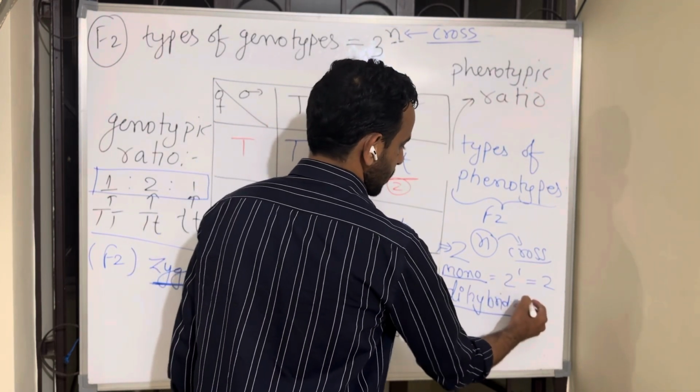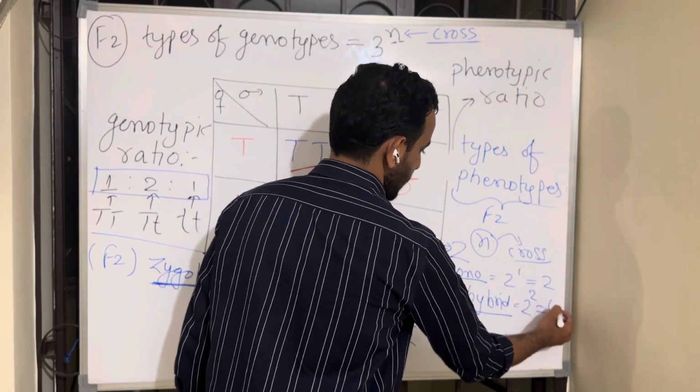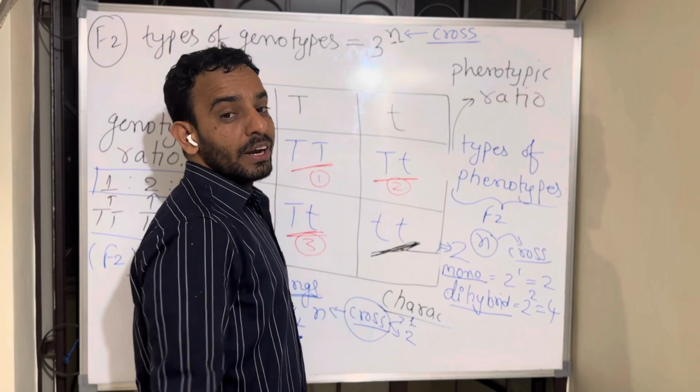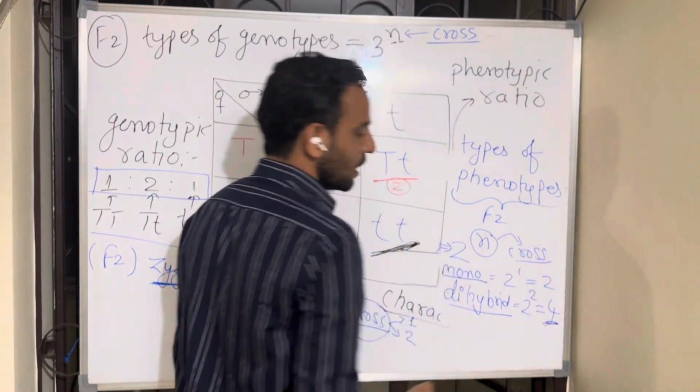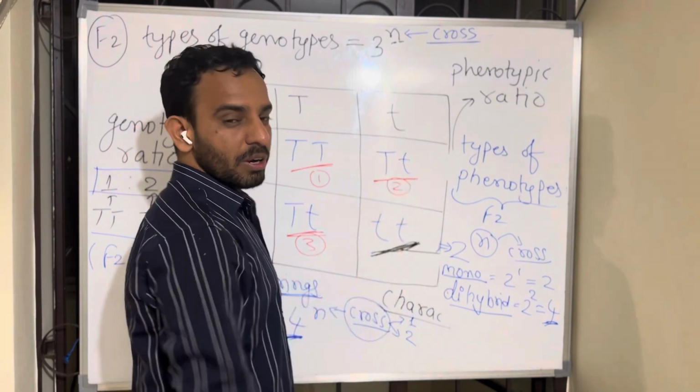then what should it be? 2 to the power 2. So how many types of phenotype will we get? 4. 9 is to 3, 3 is to 3, 1. So 4 types of phenotypes we will get. If it is trihybrid, then 2 to the power 3.